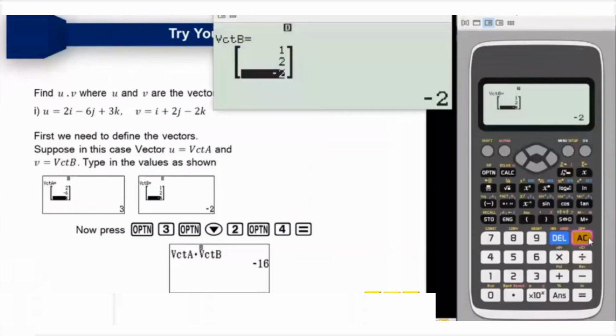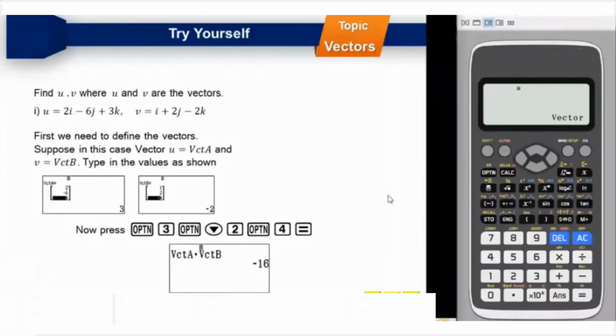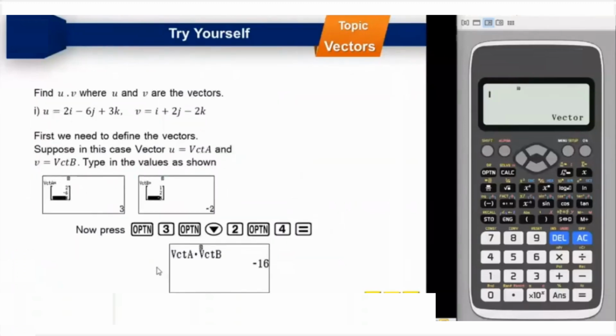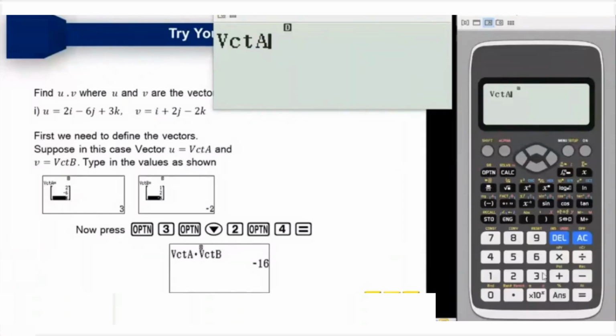There are 3 different forms of multiplying vectors. One is algebraic multiplication, the things that we were doing here, like 3a plus 2b or 3a plus b minus c, minus 2a, half b, minus 3c. All this represented algebraic multiplication. Then there is scalar multiplication, which is also known as dot product. In order to find the dot product of vector A and vector B, you need to press option, press 3, which is vector A.